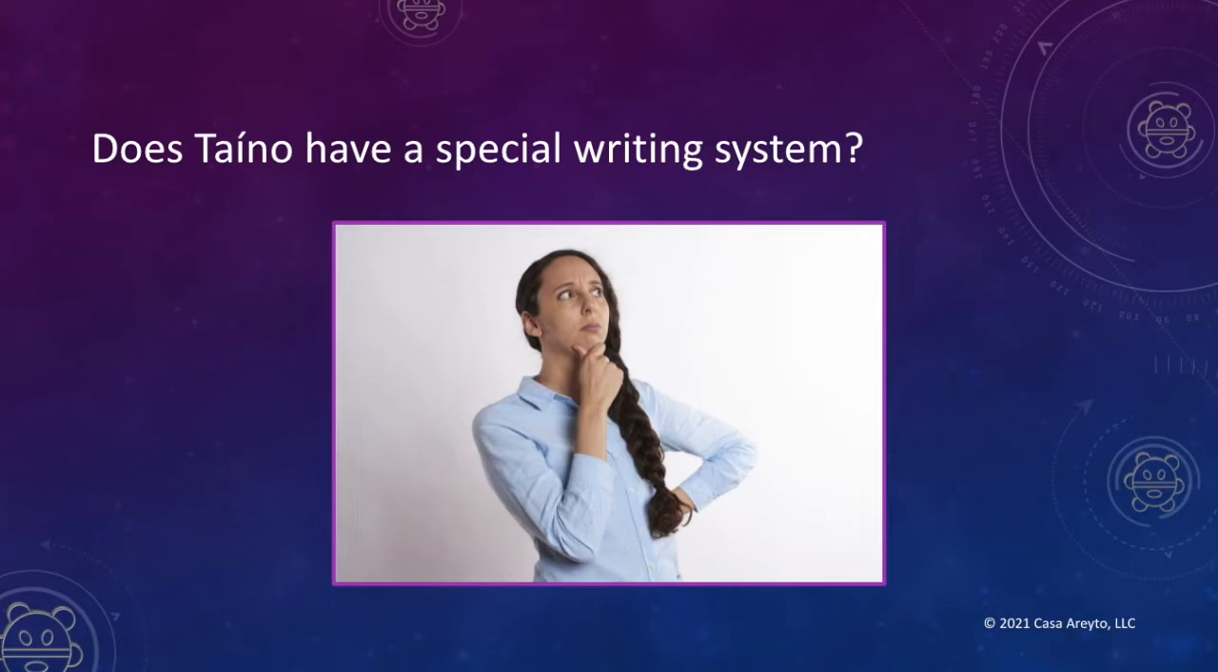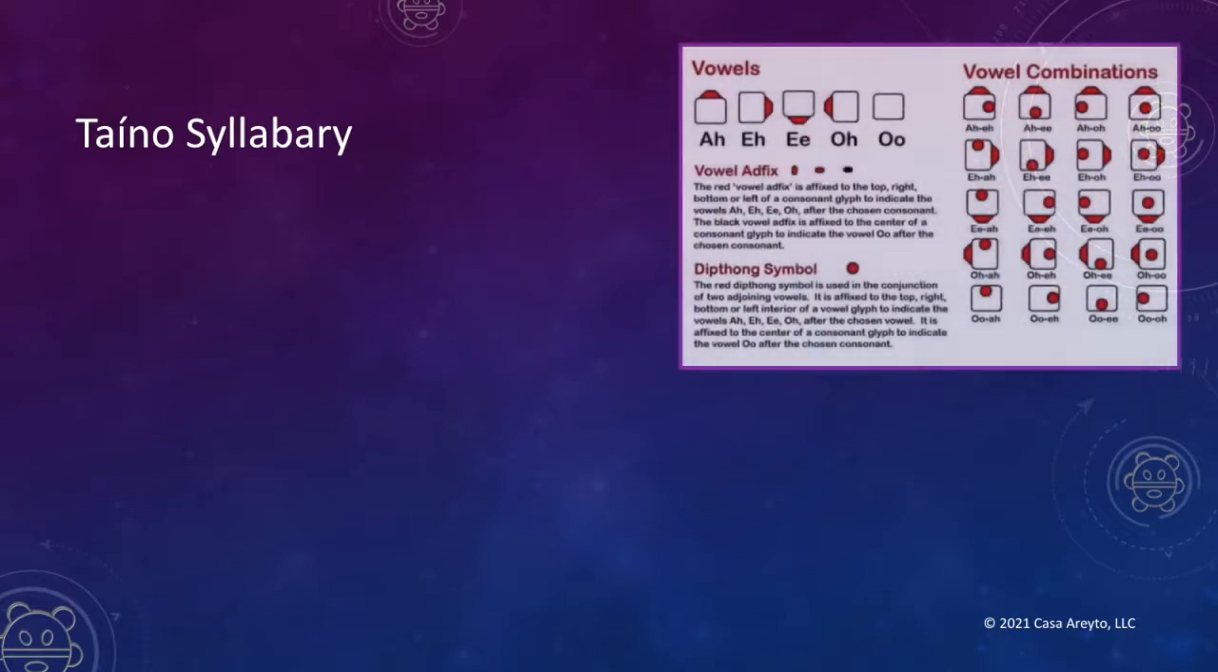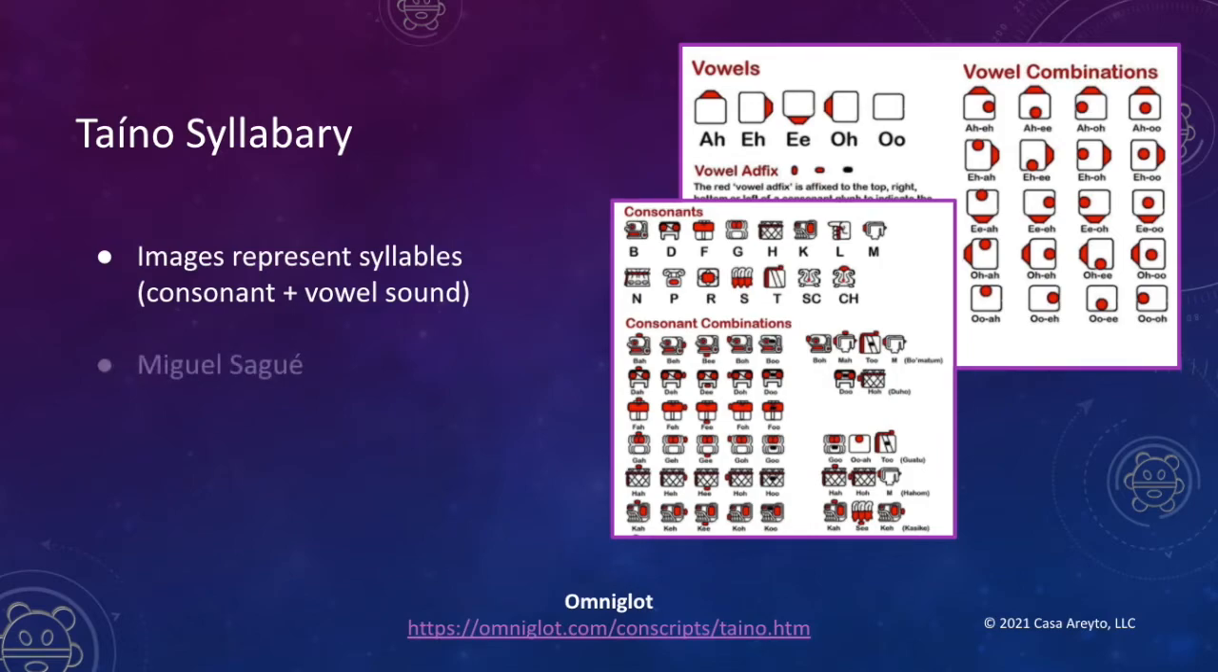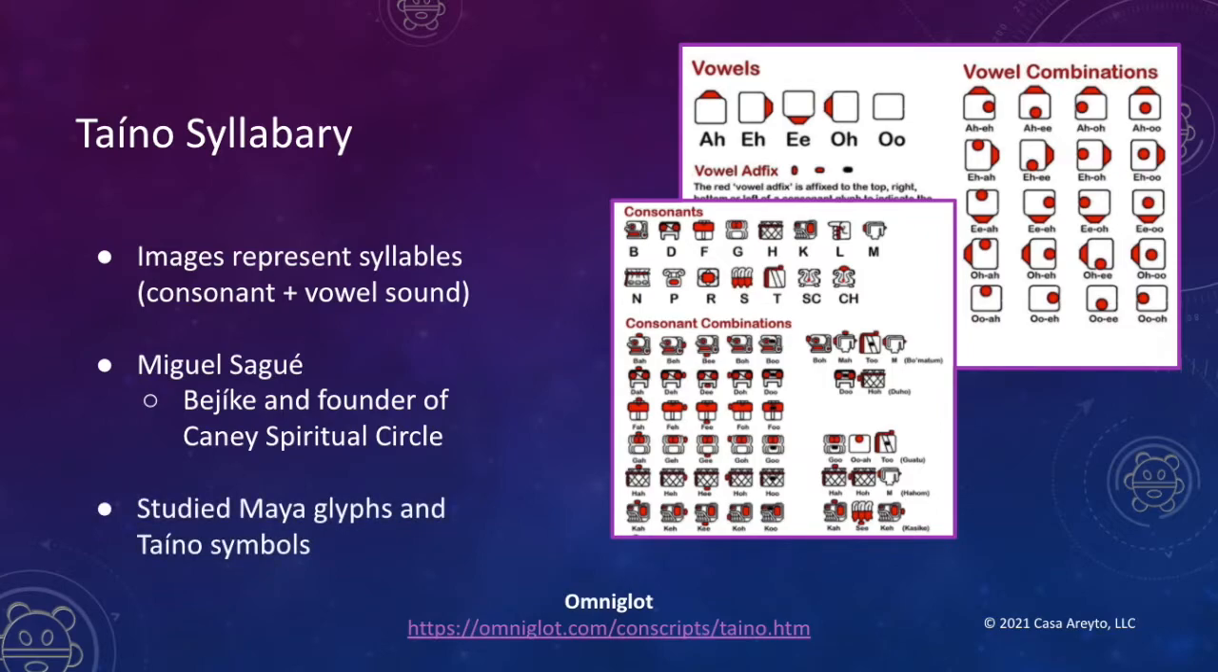So that begs the question, does Taíno have a special writing system? The answer is yes. There are a few special writing systems for Taíno. So let's take a look at some of those. Taíno has a syllabary that was created by Miguel Sagué. He is the bohique or behique and founder of the Caney Spiritual Circle. Now, a syllabary is a set of images that represent syllables. Usually that's a consonant and a vowel, such as ba, be, bi, bo, bu, da, de, di, do, du, etc.